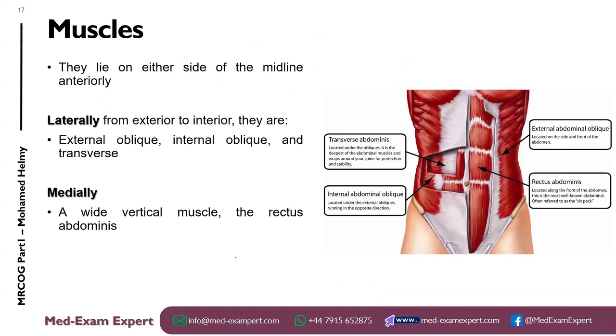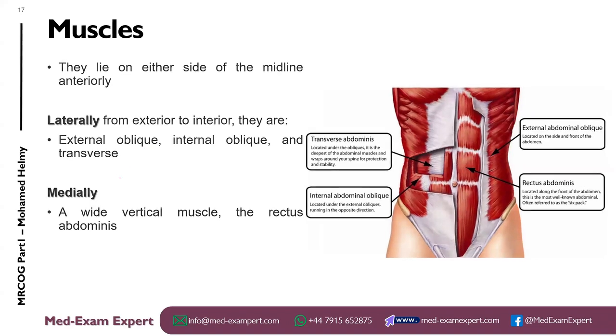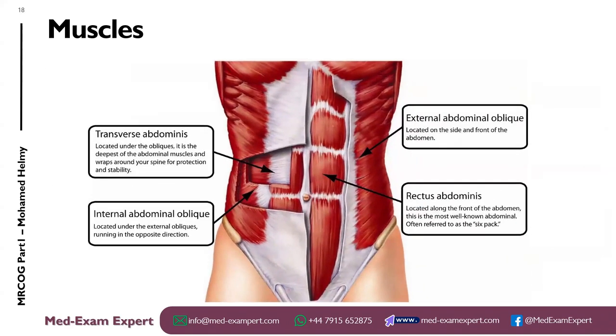Now let's talk about the muscles. We have one midline muscle vertically situated, which is the rectus abdominis, two recti muscles. And laterally, from outside to inside, we have the external oblique, internal oblique, and transversus abdominis muscles. Let's look here. These are the recti muscles in the midline.